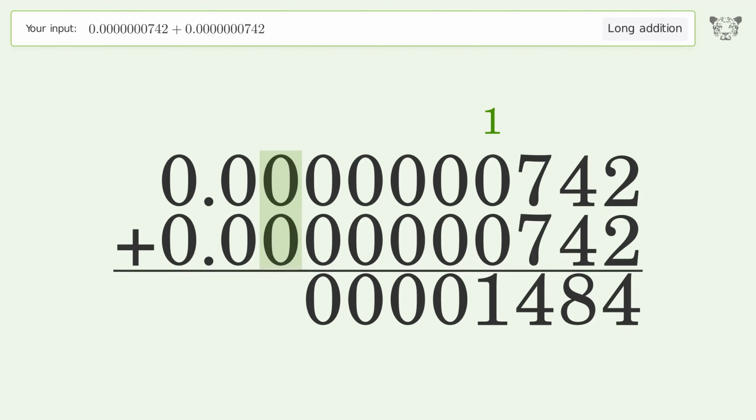0 plus 0 equals 0. 0 plus 0 equals 0. 0 plus 0 equals 0. And so the final result is 0.0000001484.